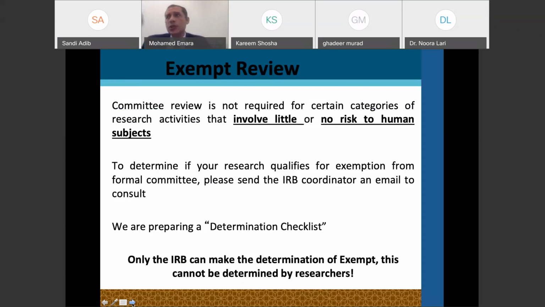Please keep in mind, it's not your decision. It's the IRB who makes the determination of this exempt. Okay, you can consult us. You can send us telling us, what do you think about that? I think I qualify for exempt. Fine, you can express that you qualify. We have no problem with this. But at the end of the day, we, as a committee, decide if this is exempt or not.